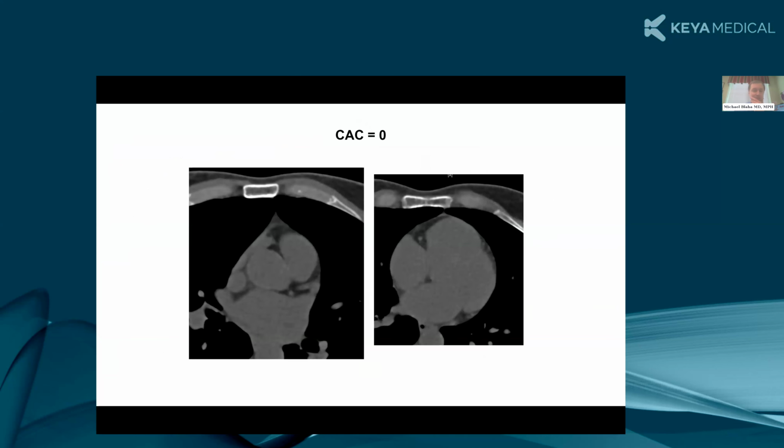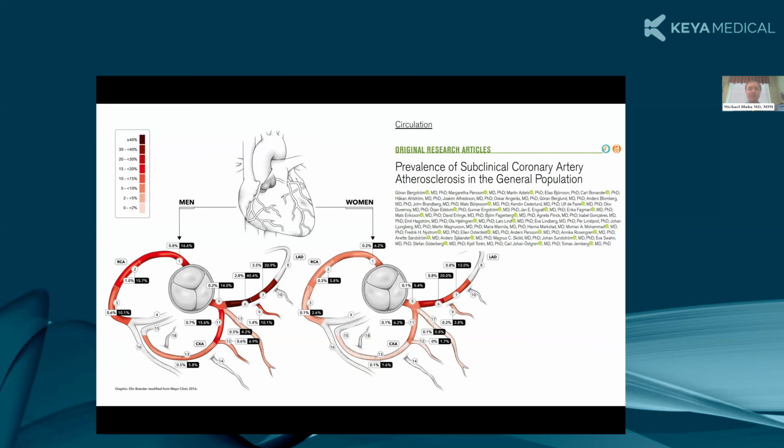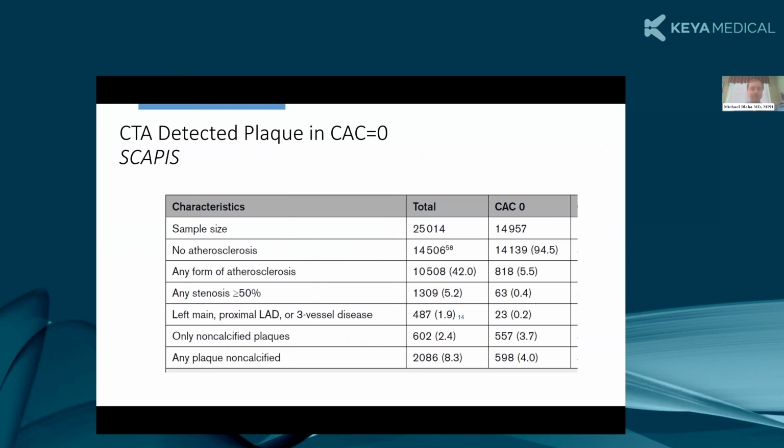This is the idea of the calcium score of zero. I'm going to show you two population-based studies that looked at CT angiography in healthy patients in the community. This is SCAPIS from Sweden. What I'm showing on the right is what you see on CT angiography in patients from the community with a calcium score of zero. You can see that about 6% still have a little bit of atherosclerosis. Only about 0.4% have a stenosis. Now, 4% of patients have exclusively non-calcified plaque. So not a lot, but there are some patients still out there with some plaque.